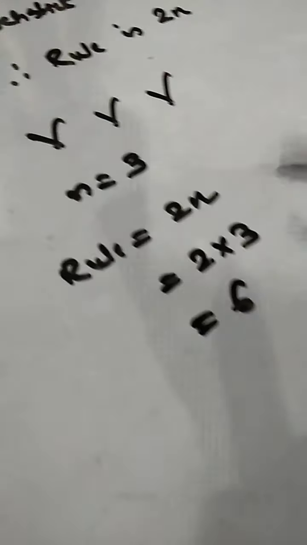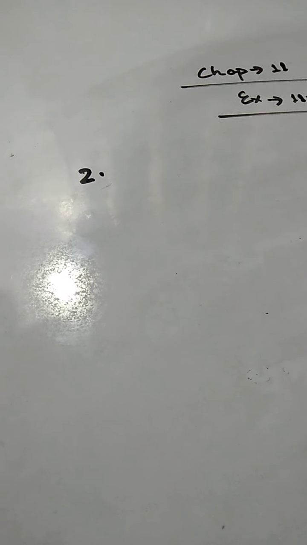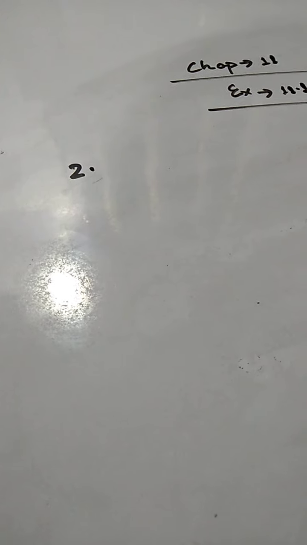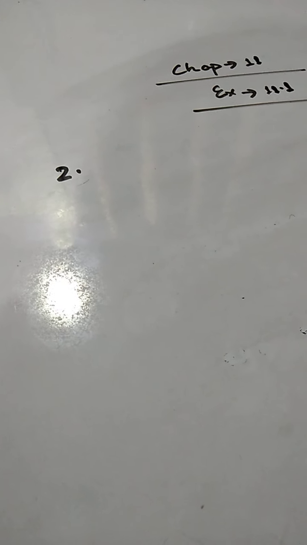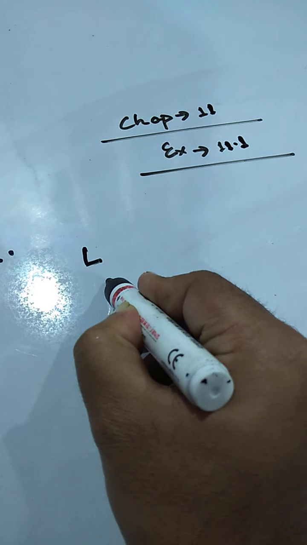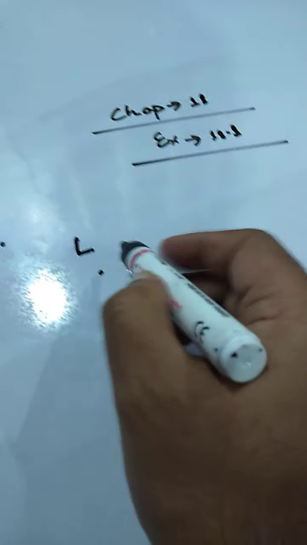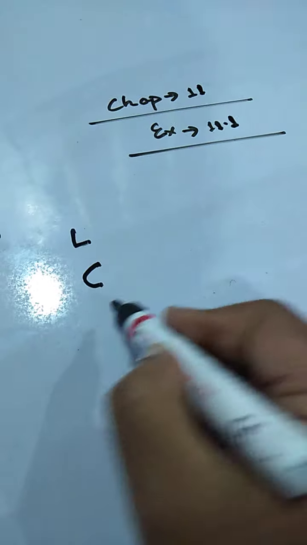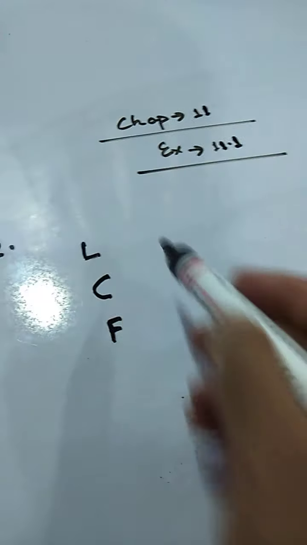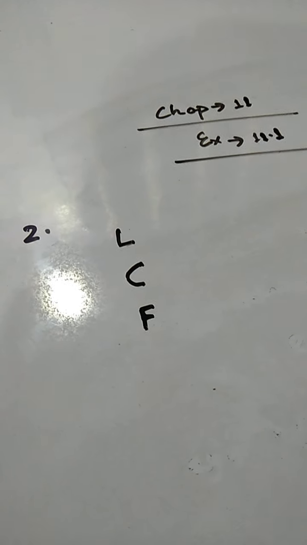Now let's move on to question number 2. Question number 2 is somehow related to question number 1. We already know the rule of the pattern of letters L, C and F. So you have to generate the rule for this L, C and F.